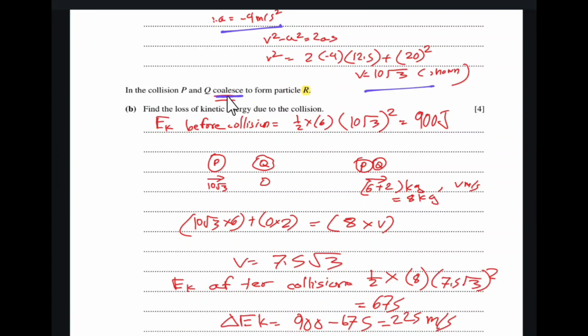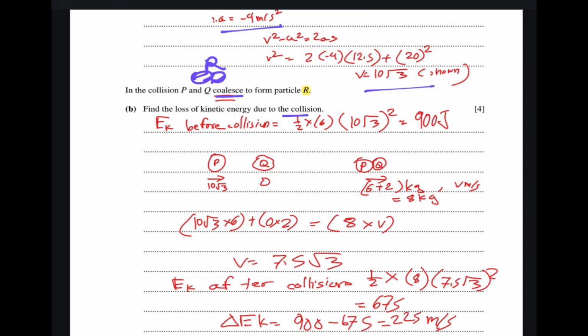P and Q coalesce. That means coalesce means that P and Q stick together to form a particle R. So P and Q together form particle R after collision. Find the loss in kinetic energy due to collision. So to find the loss in kinetic energy, we need to find the initial and the final kinetic energy and find the loss.